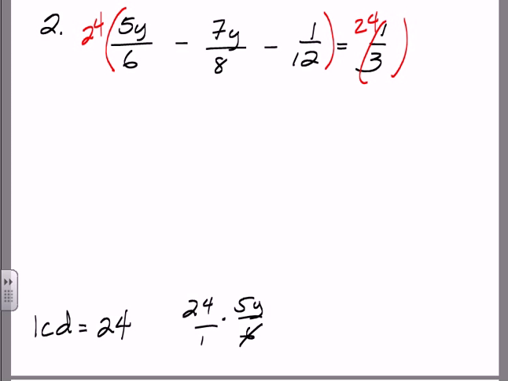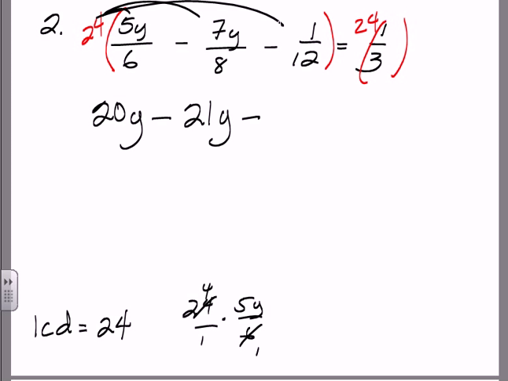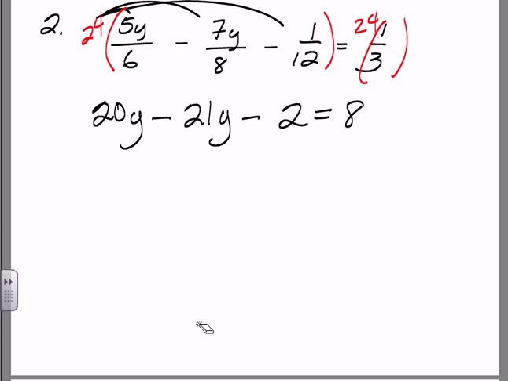Put that over 1. You can always cancel that, and you would end up with 20y. You're going to do the same thing by multiplying 24 times that, and you would end up with a minus 21y, and multiply 24 times a negative 1/12, you would end up with 2. And over on the right, 24 times 1/3, you get 8, and does that look a lot easier? So in one step, we've gotten rid of all of those fractions.